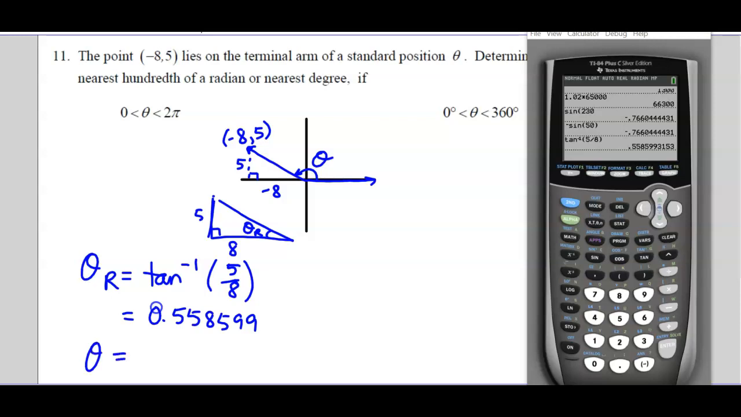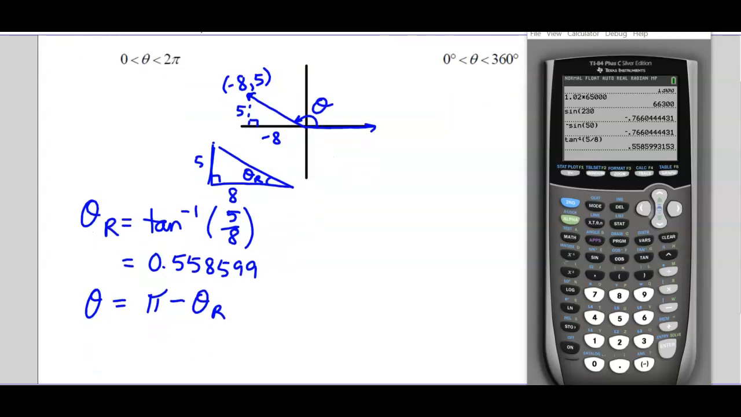So theta is going to be pi minus the reference angle. So pi minus 0.558. Hopefully you haven't cleared your calculator. So pi minus that answer is 2 point... Then it said nearest hundredth, so 2.58.